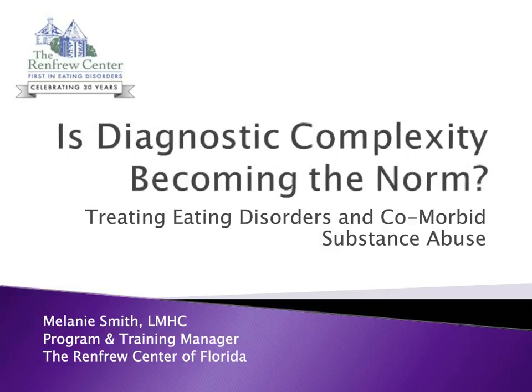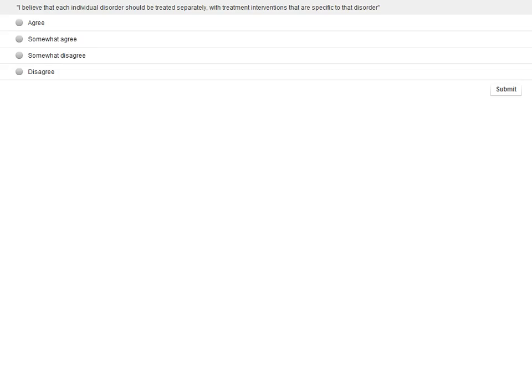What I'd like to do to start us off is have everyone participate in a poll question. What you'll see on your screen is a question, and I'd like you to think about how much you agree or disagree with the statement that's listed. The statement is: I believe that each individual disorder should be treated separately with treatment interventions that are specific to that disorder. So if you can go ahead right now and click whether you agree, somewhat disagree, or disagree, that would be very helpful. I'll give you a few seconds to do that.